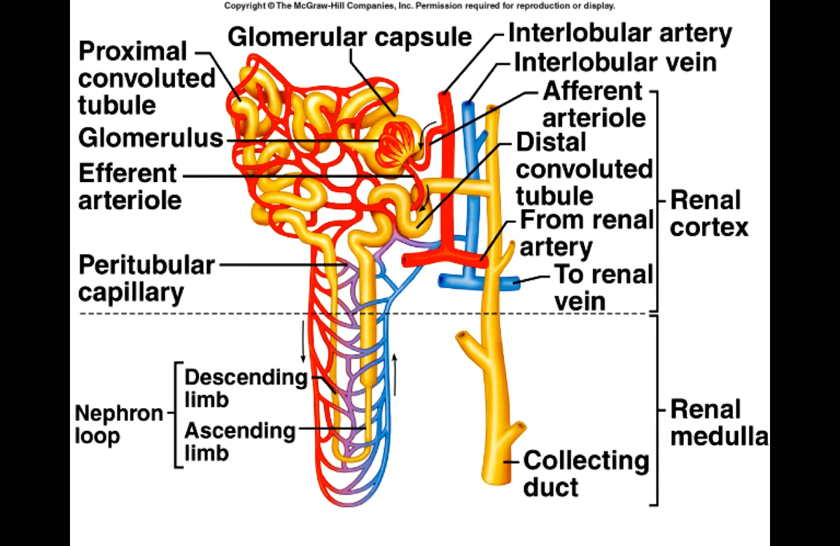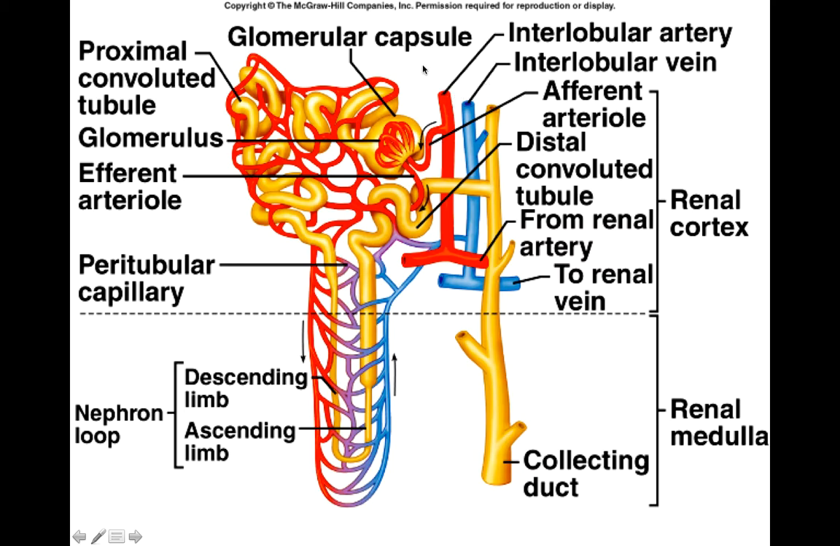Okay, so let's talk about the nephron. So this is a nephron, and like we said before, it's the functional unit of the kidney. Each kidney has about 1 million nephrons. The glomerulus is where we're going to start.